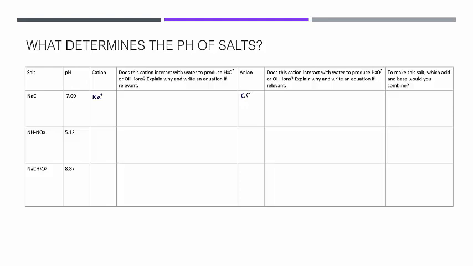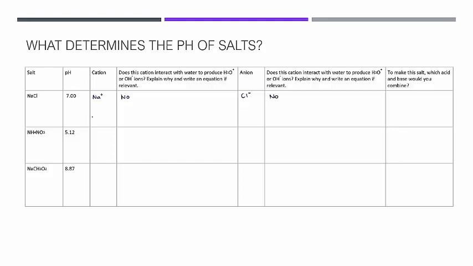Now, sodium ions in water, sodium's not the conjugate acid or base of anything. So when we have sodium ions in water, they're not actually going to interact with water in any significant way. So does this cation interact with water? No, it doesn't. Okay, chloride ions, on the other hand, they are the conjugate base of HCl. But if we keep in mind that HCl is a strong acid, chloride ions are going to be a very, very weak base that doesn't interact with water to any significant extent. So the answer again is no.